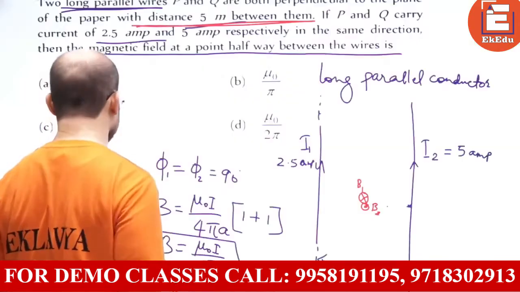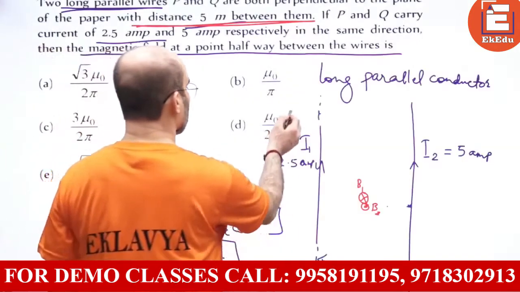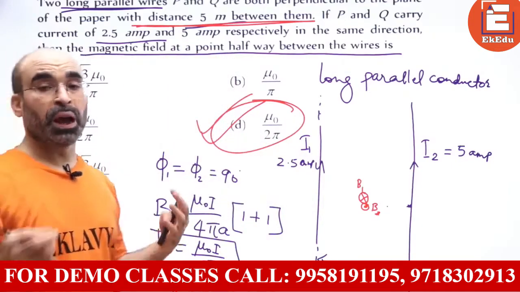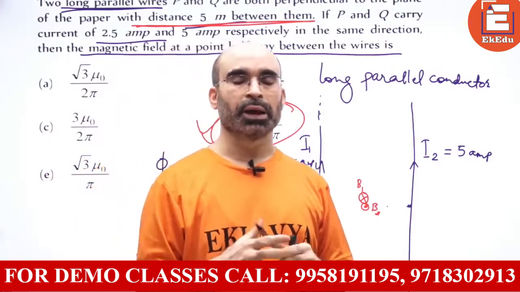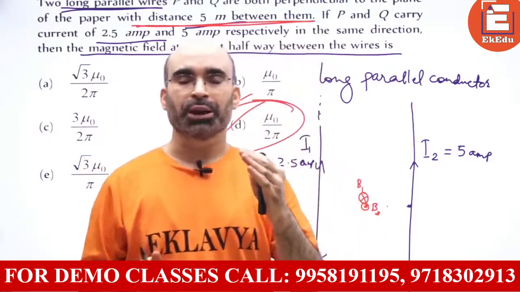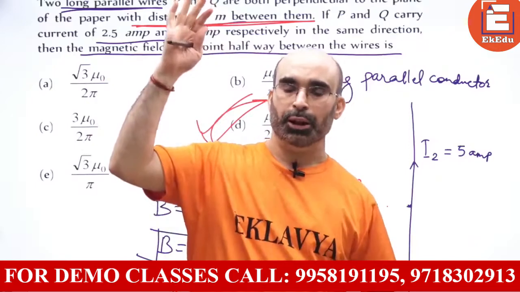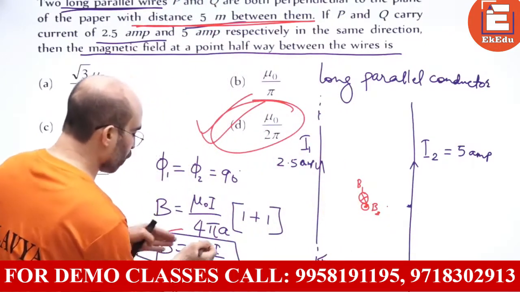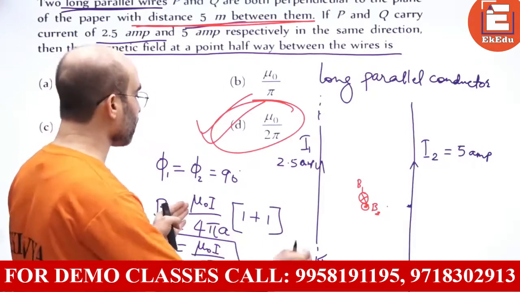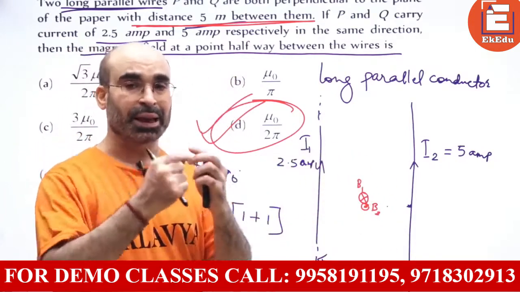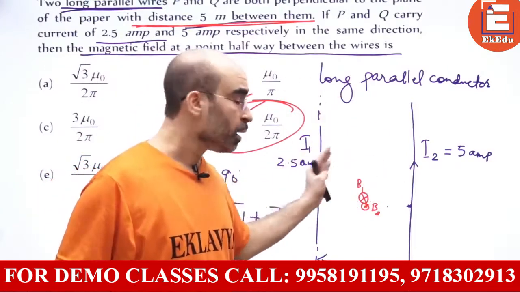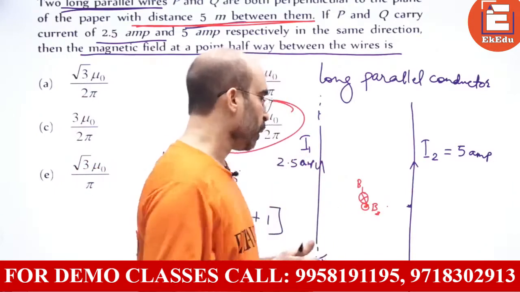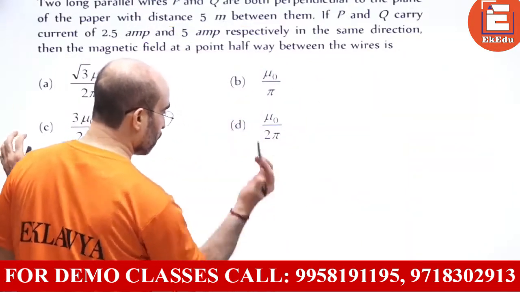Okay, so in this, mu naught by 2 pi is the result, right? So this was so simple. We have to look into this: if we are supposed to find the magnetic field for a long straight conductor, the magnetic field is going to be mu naught I by 2 pi A, A being the distance from the conductor, at the point where we are finding the magnetic field, right? Okay, so this we have done.